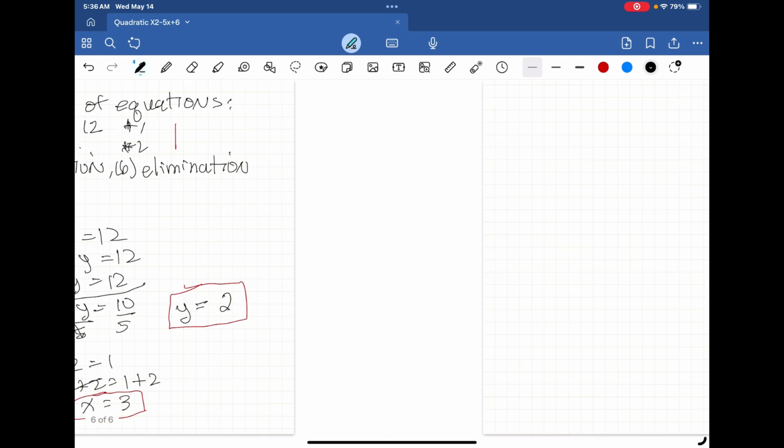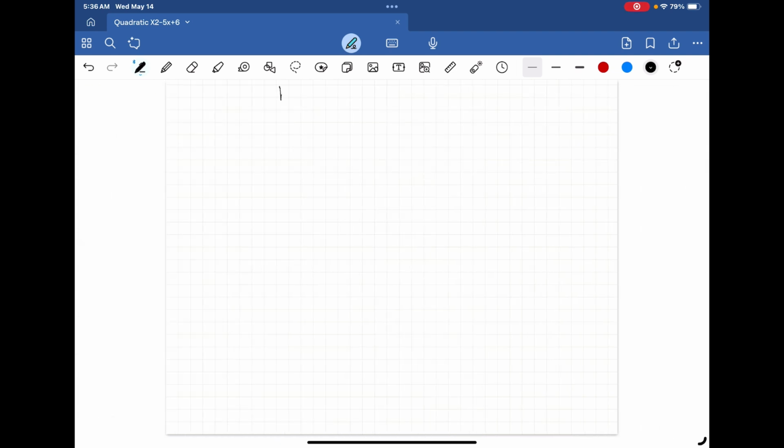So now let's do part B, elimination. And what we want to do is add or subtract these two equations in this method so that one of the variables goes away. So we've got 2x plus 3y is equal to 12, and we've got x minus y is equal to 1. Simply multiply the second equation times 2.